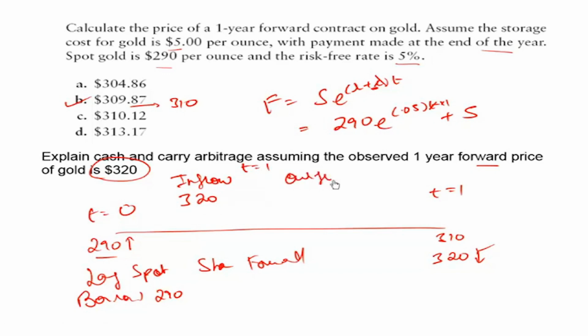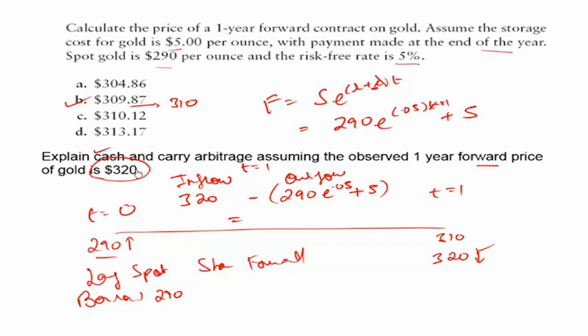Our outflow would be on the 290 borrowing, we would have to repay with interest, that is e raised to the power 0.05 times 1. And for the gold that I have purchased, I have to also incur the storage cost because I bought it in the spot. This will be my cash outflows and this will be my cash inflow. The difference is arbitrage profit, the profit that I've made in 1 ounce of gold. If I started with 10,000 ounces, I would have made 10,000 times this profit. This is referred to as cash and carry arbitrage. You long in the spot and you short in the forward.